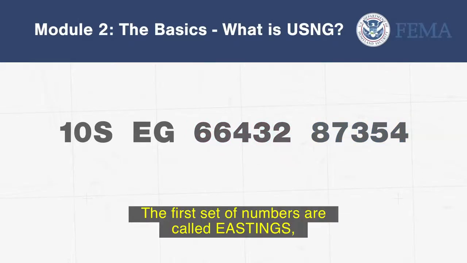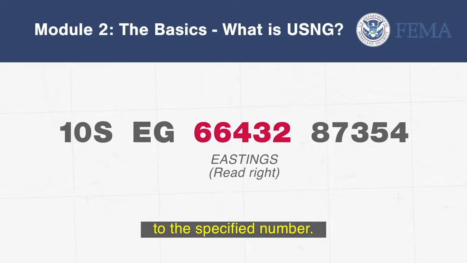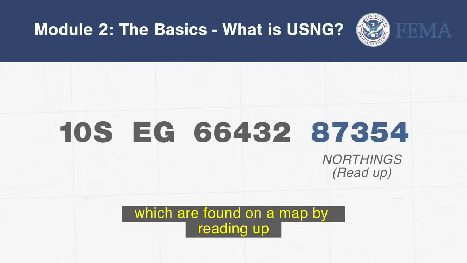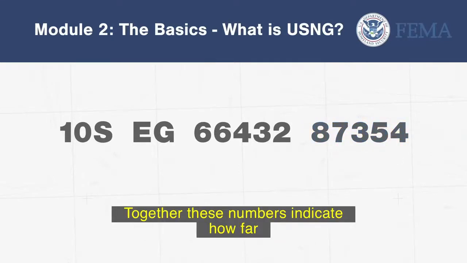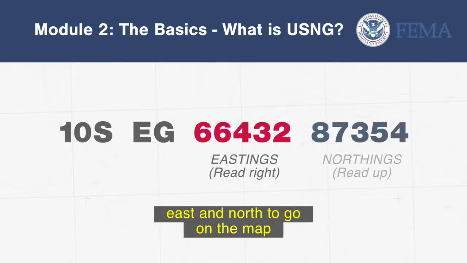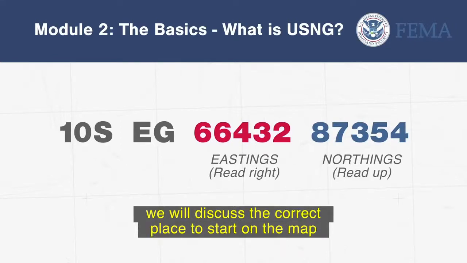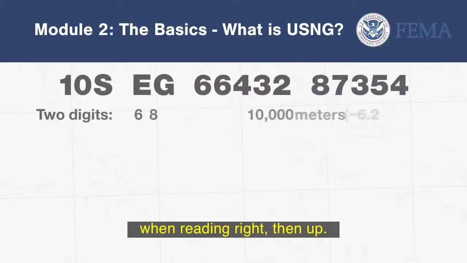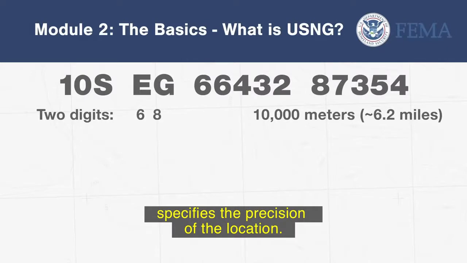The first set of numbers are called eastings, which are found on a map by reading right to the specified number. The next set of numbers are called northings, which are found on a map by reading up to the specified number. Together, these numbers indicate how far east and north to go on the map to find a specified area or location. In Module 3, we will discuss the correct place to start on the map when reading right, then up. The number of digits in the easting and northing pair specifies the precision of the location.